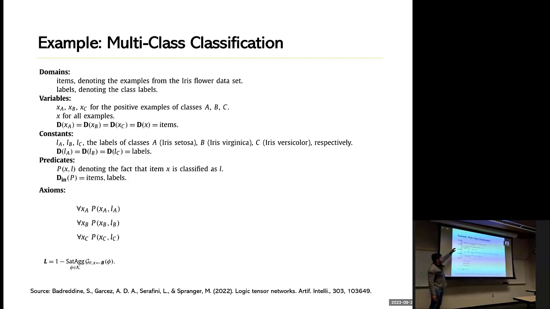You have classes of different types of flowers. You have the variables, one for each of the different class types, constants for the class names, predicates. But here's the key thing. Here are your axioms, okay? For all A, P of X, A, L of A, and so on. All right, so this is setting the constraints up. And here is the loss function. They're using how well everything is satisfied as part of the loss.